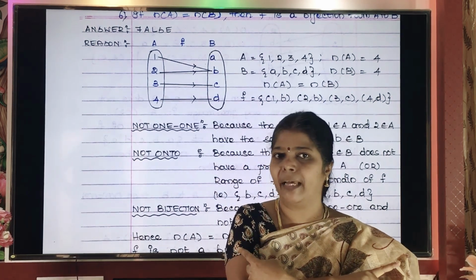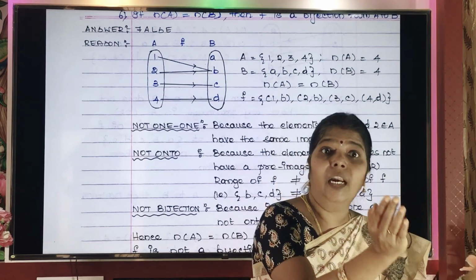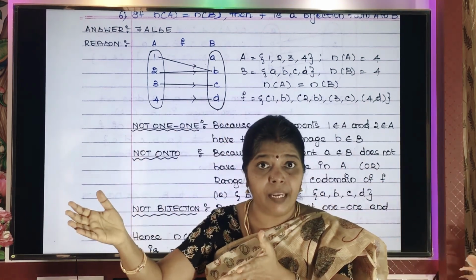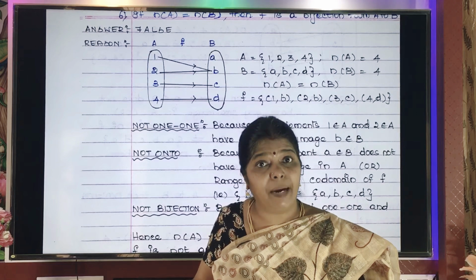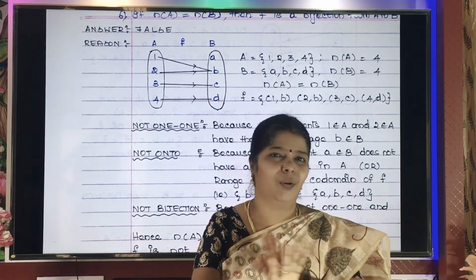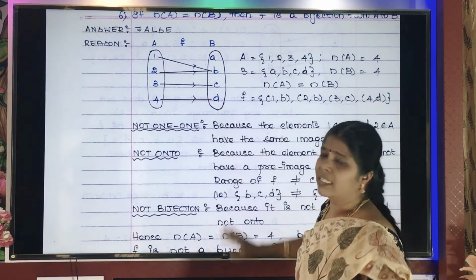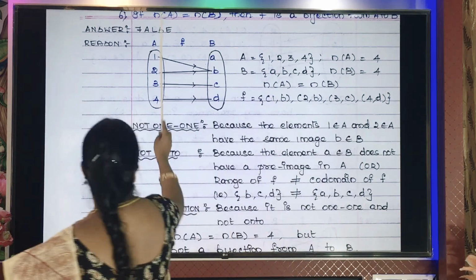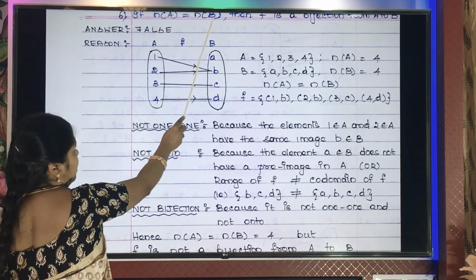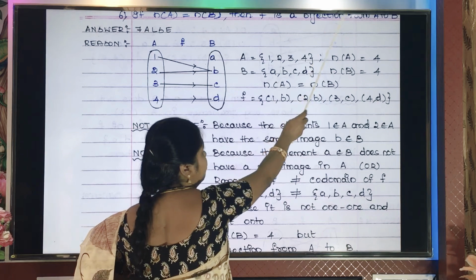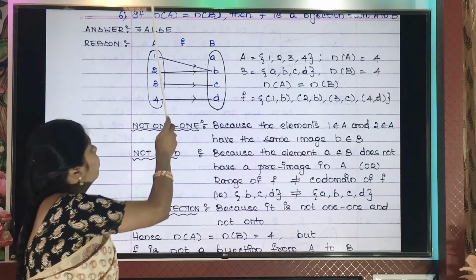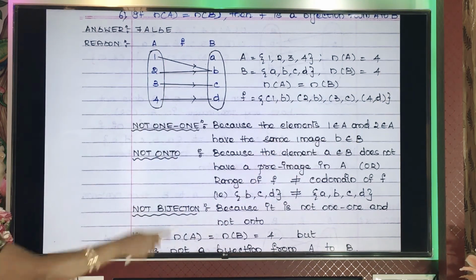Vice versa, think the other way around. Whenever n of A is equal to n of B, do we get the function as a bijection function? No, not always. That is what is explained here. So, whenever n of A is equal to n of B, F is a bijection from A to B? No, it is false. Why?